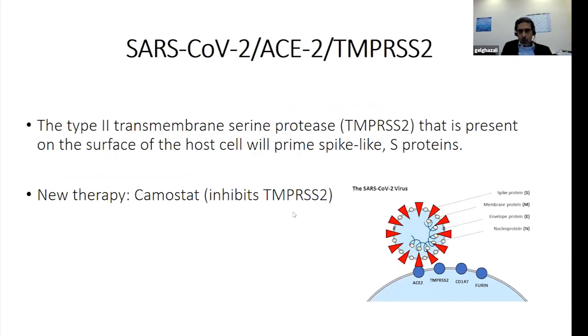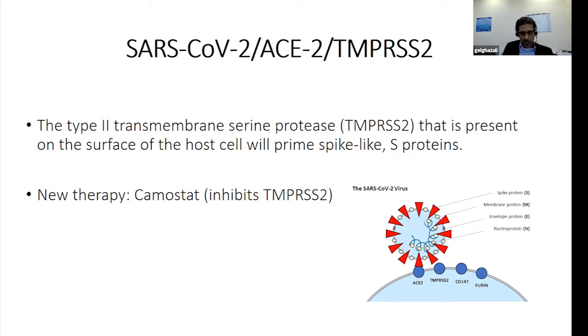It is also worth mentioning that in host cells, in addition to the ACE2 receptor, which is an enzyme, there is another enzyme, abbreviated as you can see in this figure, TMPRSS2. It is a type 2 transmembrane serine protease. It is very important because it primes the S antigen and facilitates its binding to the ACE2 receptor.